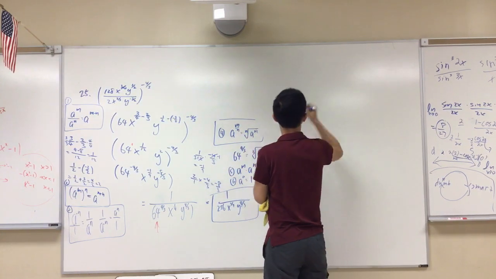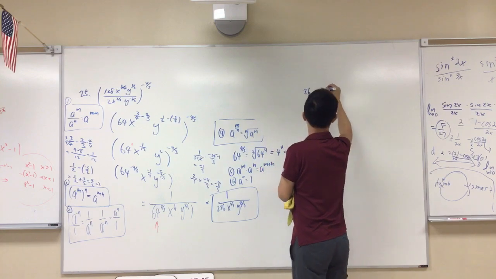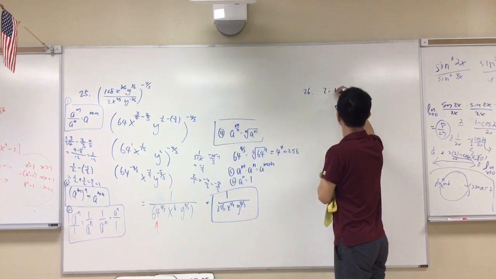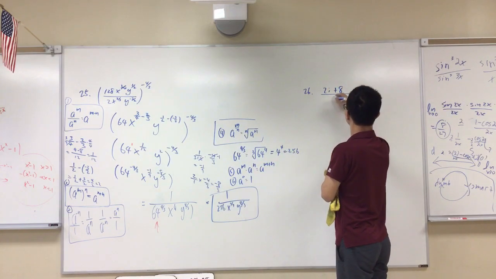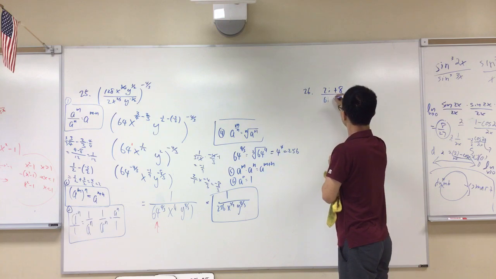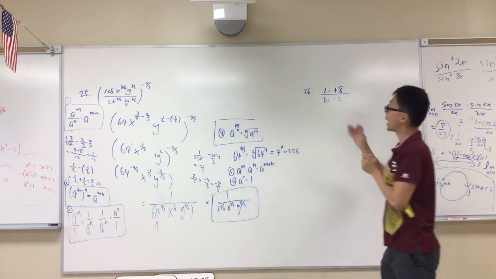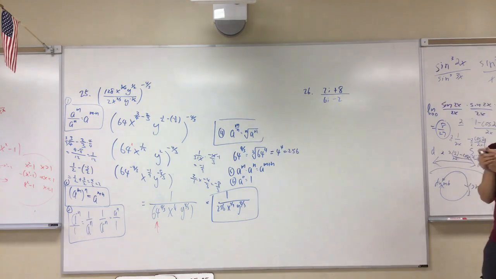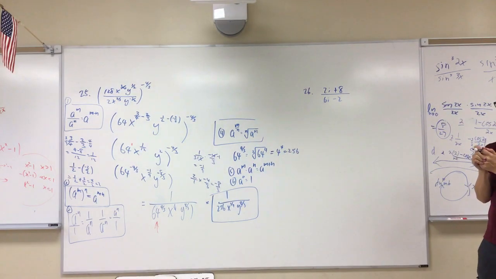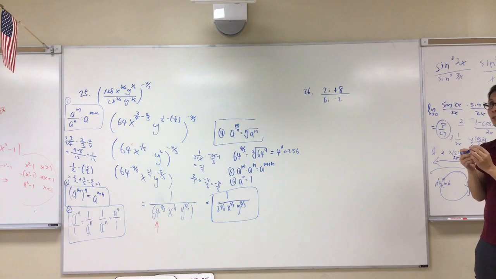2i plus 8 over 6i minus 2. So the problem is there's an i in the denominator. Nicholas, what do I do here? There can't be an i in the denominator. So what can I do here?